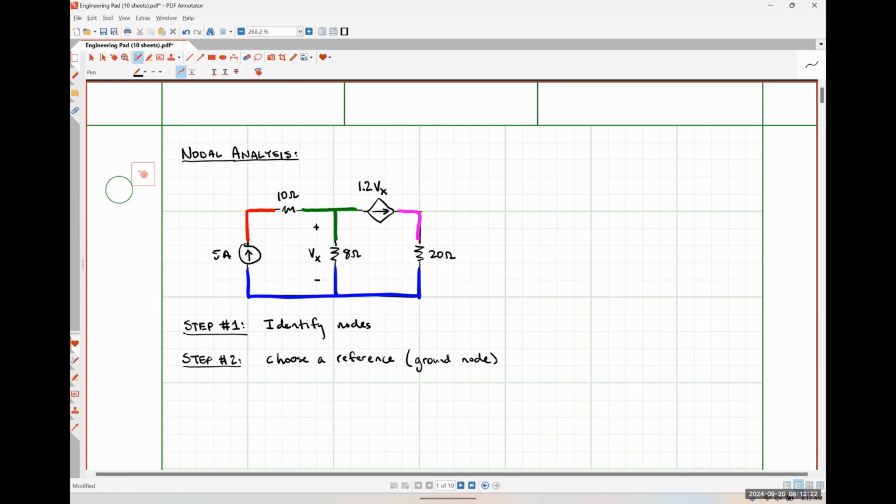So that top left node is only touching 2 circuit elements. The top right node is only touching 2 circuit elements. The green node is touching 3 circuit elements. And the bottom blue node is also touching 3 circuit elements. So for me personally, I would probably choose either the green node or the blue node, but any of them will work. So what's your preference?